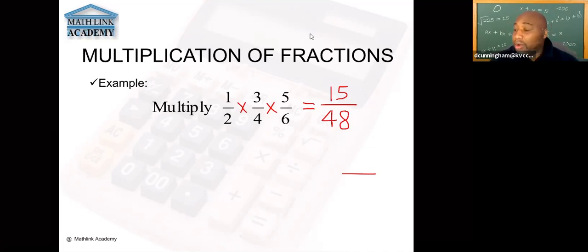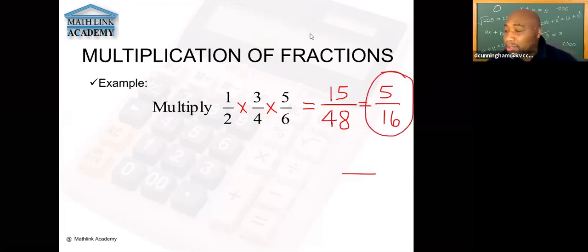So 3 can go into 15, and in this case, 3 goes into 15 five times. And then how about 3 into 48? In our case, we end up with 16. And so then we have 5 over 16 as a final answer. Then we'll circle that. And that's how you multiply. This multiplies straight across.